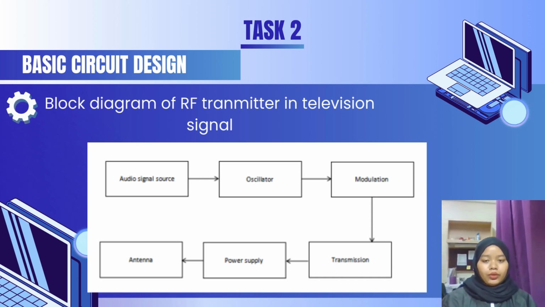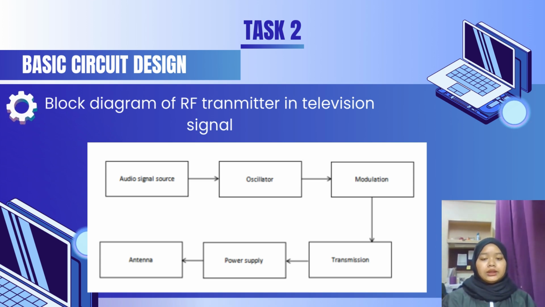This modulated signal is then fed into the transmission stage where it is amplified for broadcasting. Transmission takes the modulated RF signal and sends it to the antenna. After that, the power supply provides energy to the system components to ensure proper function. It also guarantees that active elements such as transistors or integrated circuits function at their ideal voltage and current. Finally, the amplified signal is transmitted into the air via the antenna, which is essential for enabling wireless communication.